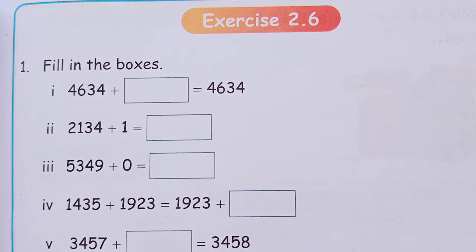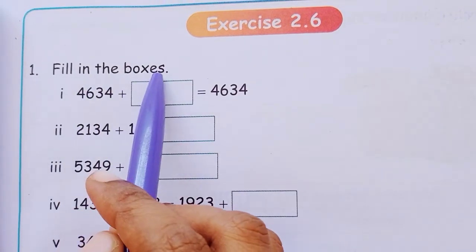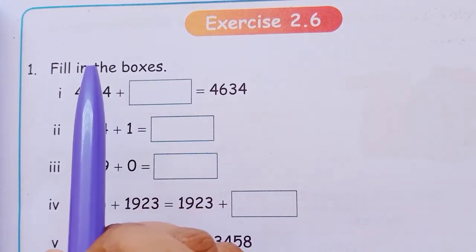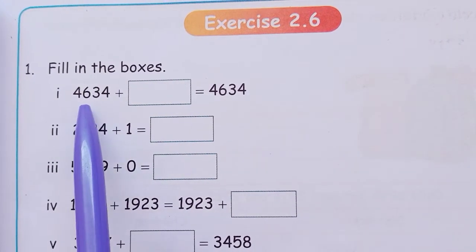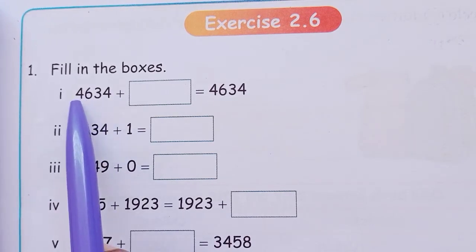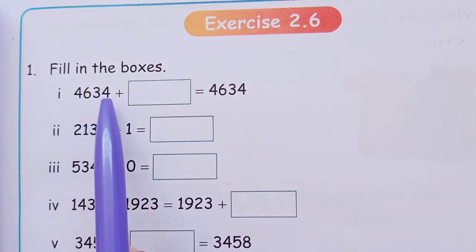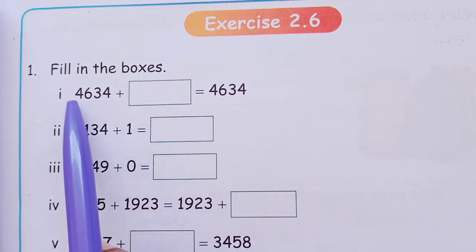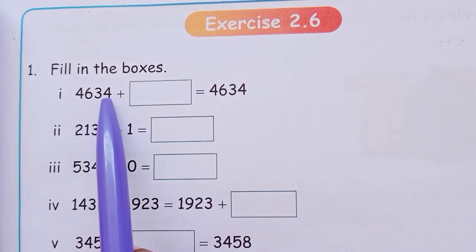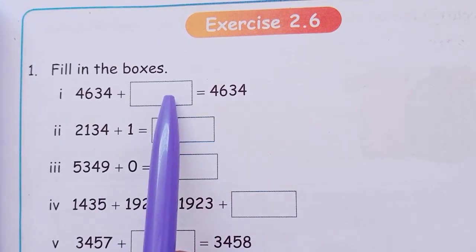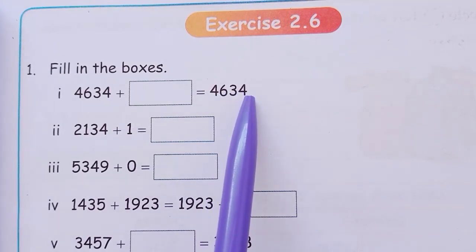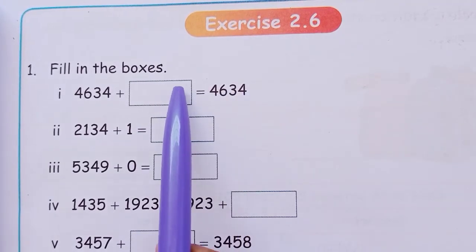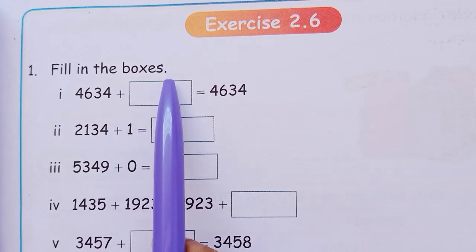See the question, exercise 2.6. Fill in the boxes. Yes, the question is fill in the boxes. Now we want to fill this one. Listen, what is this number? 4634. One box here is equal to 4634. What will come in this place?